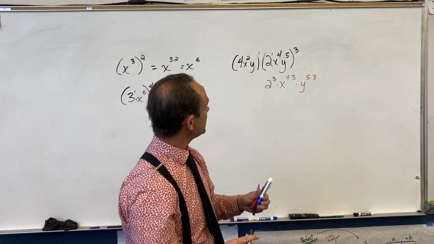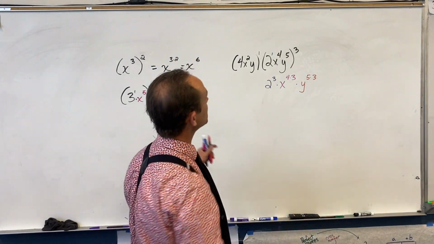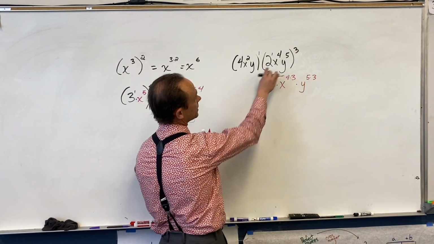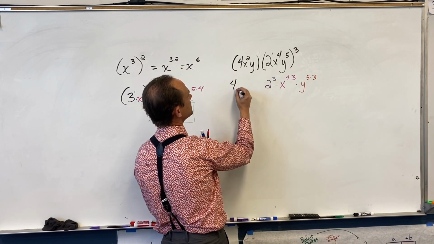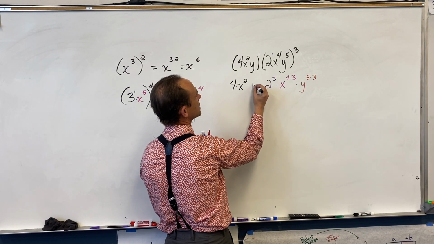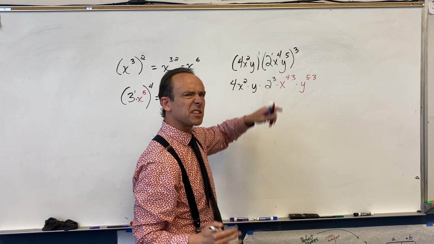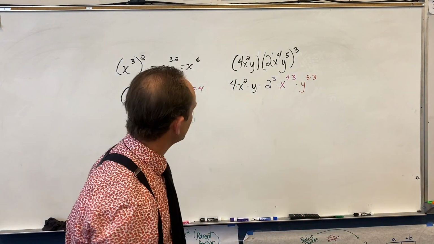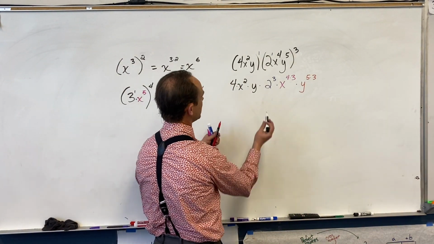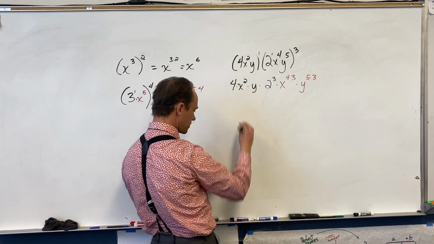So I don't really need the parentheses anymore because I've dealt with that over here. I'm just going to bring it back down. 4 times x squared times y. Remember, if there's nothing outside the parenthesis, it's not required here. So we're just going to leave it off. And so let's now simplify this further.